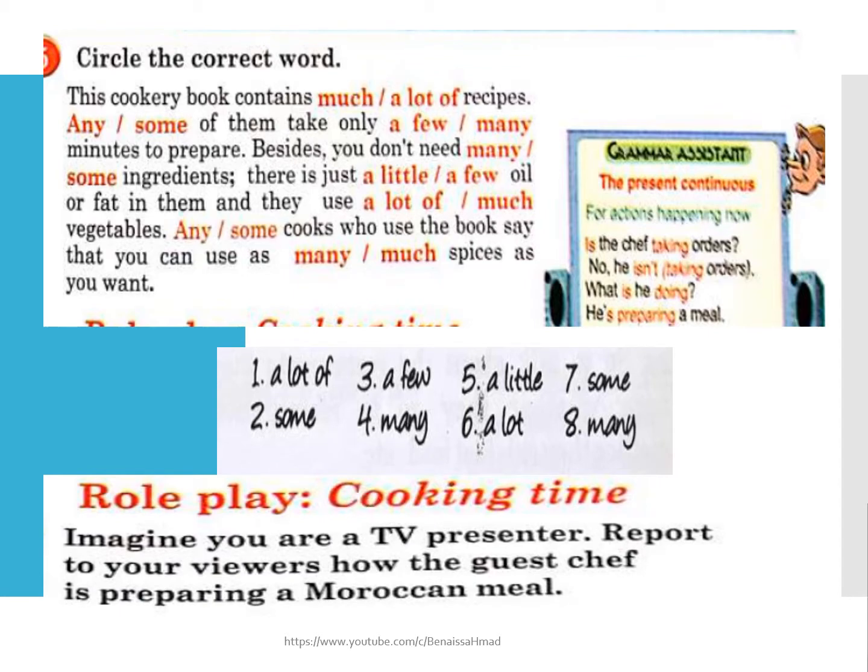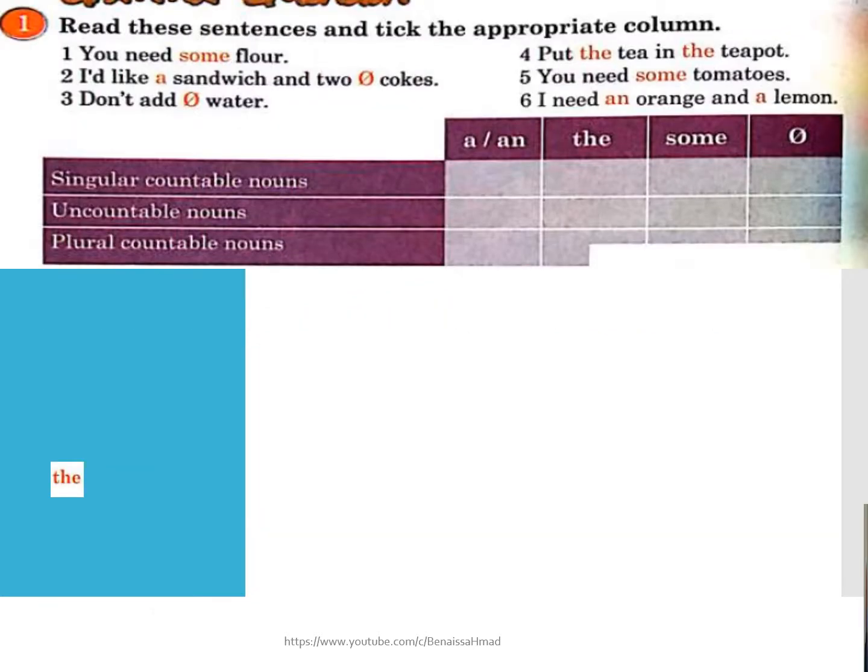Cooking time. Imagine you are a TV presenter. Report to your viewers how the guest chef is preparing a Moroccan meal. You can write it in your notebook. Take 3 minutes to do it. Use the vocab that you know about eating habits and food.